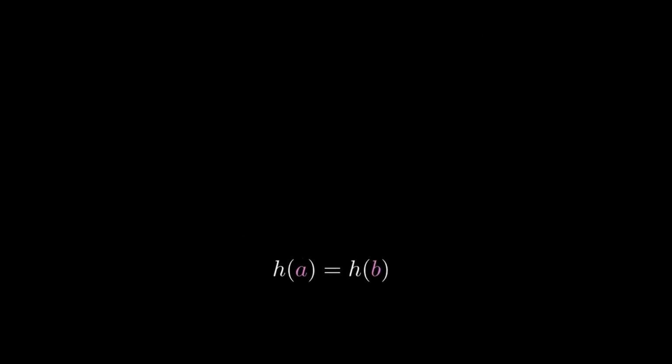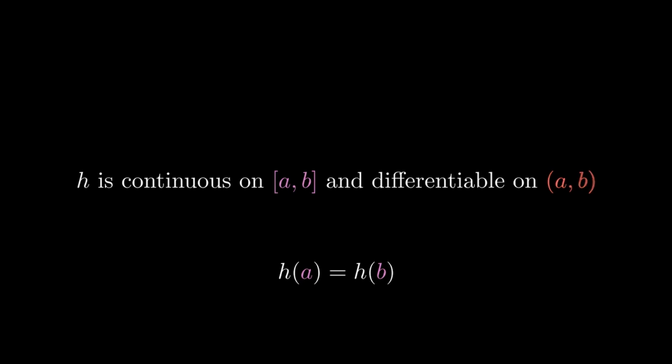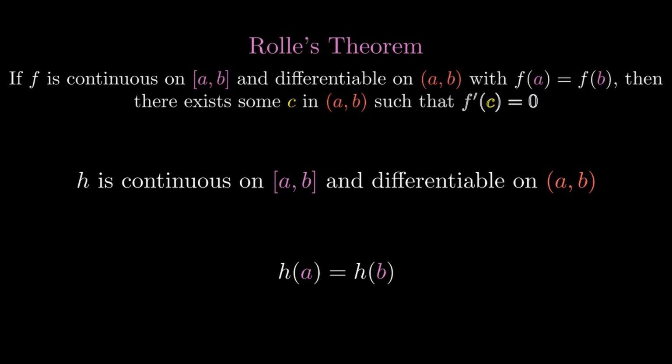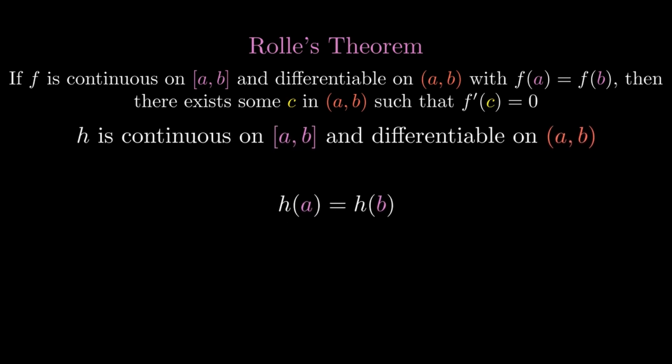Now we can combine this with our previous conclusion that h is continuous on the closed interval a, b and differentiable on the open interval a, b. These two facts about h allow us to apply Rolle's theorem to h. Thus, we have some value of c between a and b such that h prime of c is equal to 0.